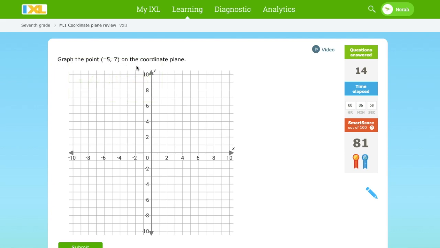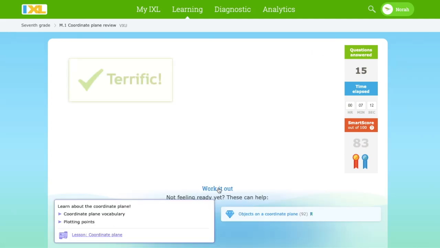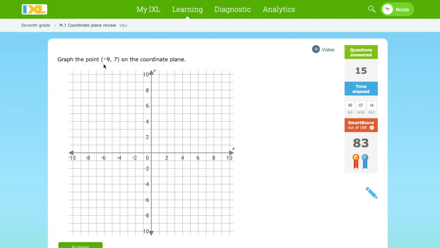-5, 7 on the coordinate plane. Let's go right here. This is where -5 is. And we go all the way up to 7, right, which is right here. Graph the point -9, 7. -9 is right here on the x-axis, and 7, let's go up right here. So we're going to put it right there.